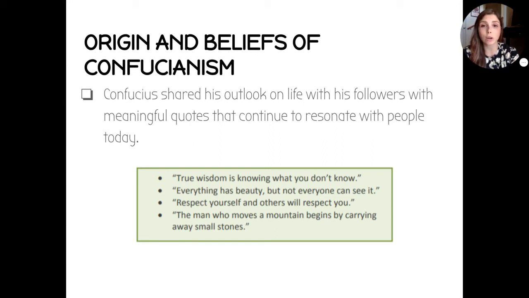True wisdom is knowing what you don't know. Everything has beauty, but not everyone can see it. Respect yourself and others will respect you. The man who moves a mountain begins by carrying away small stones.